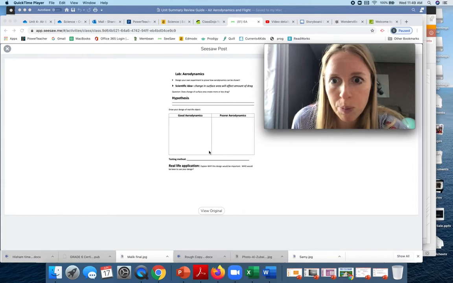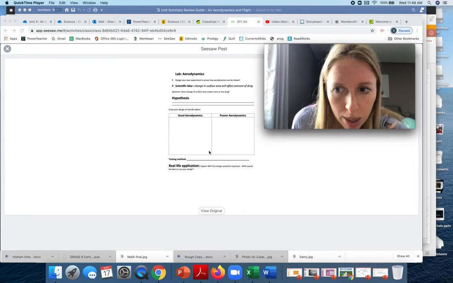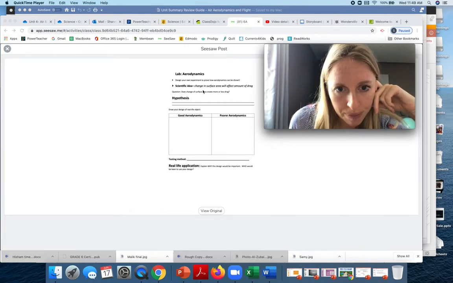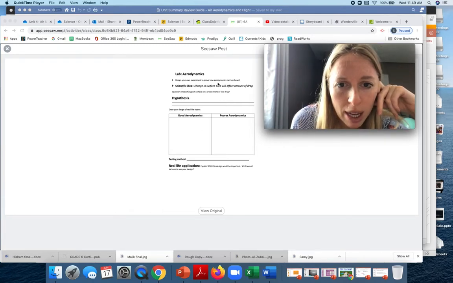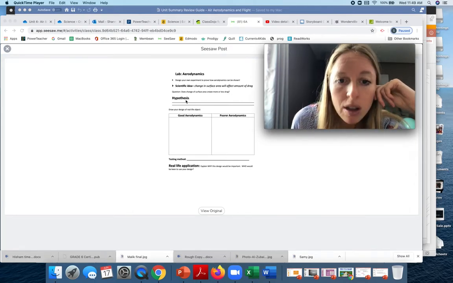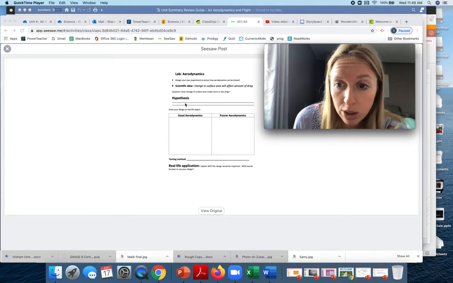Just like the Bernoulli's bridge lab, there's going to be a question that's pretty much the same as that. So you have to understand the concepts. Now, this one: design your own experiment to prove how aerodynamics can be shown. How does the change in surface area affect the amount of drag? Question: does the change of surface area create more or less drag?